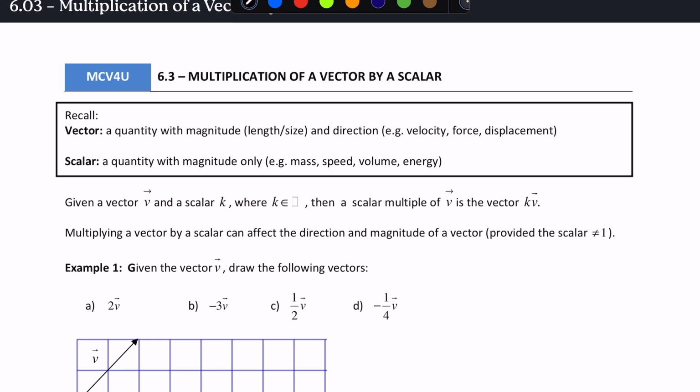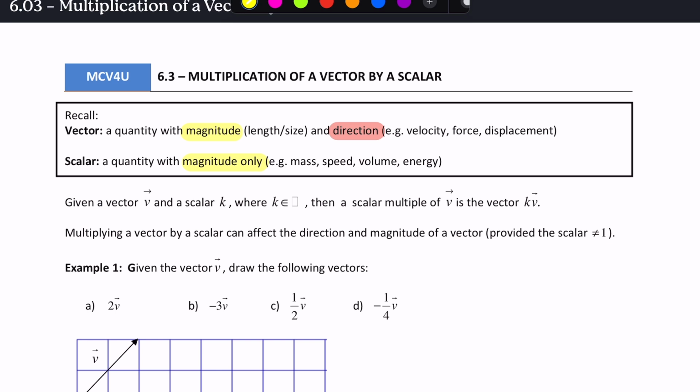If you recall the definitions that we've looked at previously, a vector is a quantity with magnitude, so length and size are some examples, and it has a direction. So it's magnitude and direction. That's what indicates that it's a vector. A scalar quantity is a quantity with a magnitude only. Examples are mass, speed, volume, or energy.